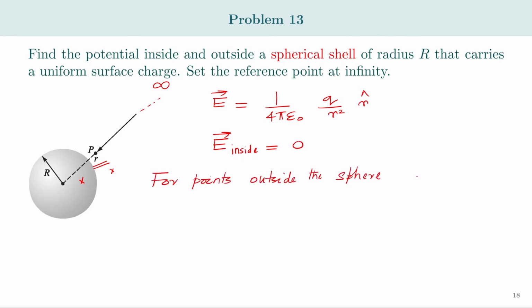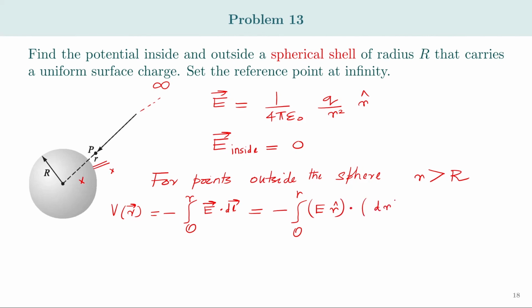For points outside the sphere, that is small r greater than capital R, the potential is given by V(r) equal to negative of the integral starting from the reference point to the point in question, that is the integral from O to r of E dot dl, which is equal to negative of the integral from O to r of E r hat dot dr' r hat.